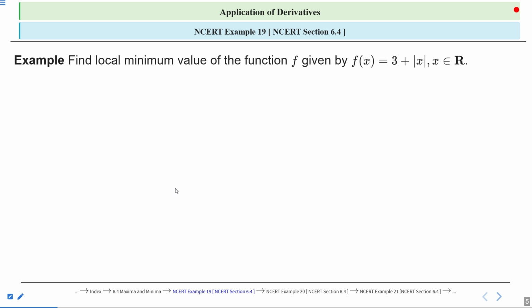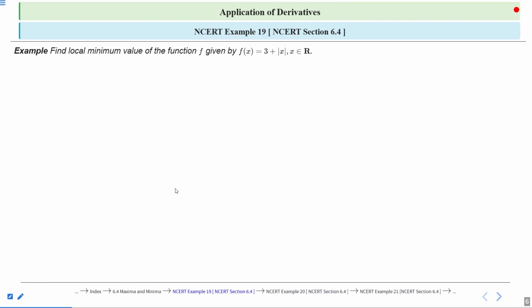Okay, let us see how we can solve this. The example is that we have to find the local minimum value of the function f given by f(x) = 3 + |x|, where x belongs to the real numbers. We need to find the local minimum value of the function f.